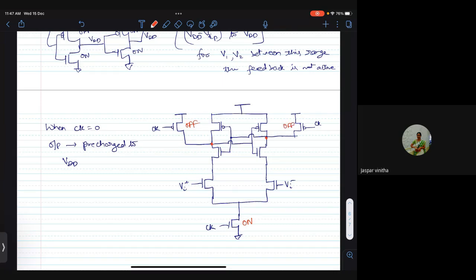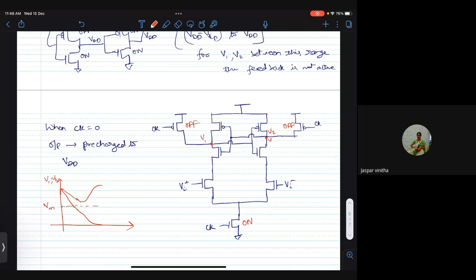Now what happens here in these cases, these two nodes were at VDD. So if I plot V1 and V2, they both were at VDD. They both will start discharging at rates which are different by the difference between Vi plus and Vi minus, right? So one of them will start discharging a little slowly compared to the other. When it reaches the trip point of the inverters, which is Vm, the inverter action starts taking over, and one of them will go up and the other one will come down. Right? So this is what happens when clock goes from 0 to 1.